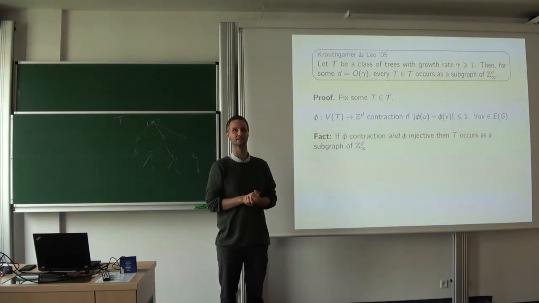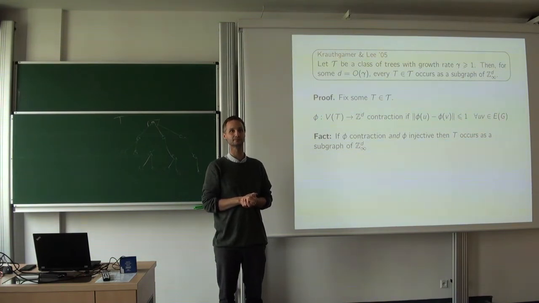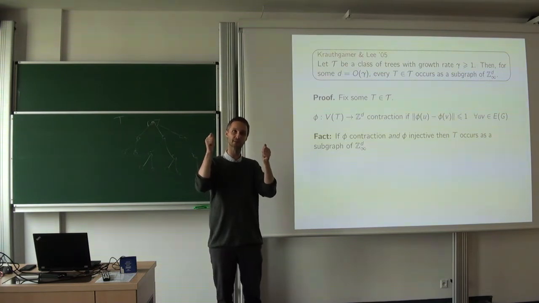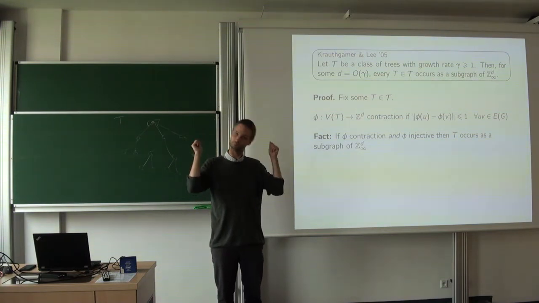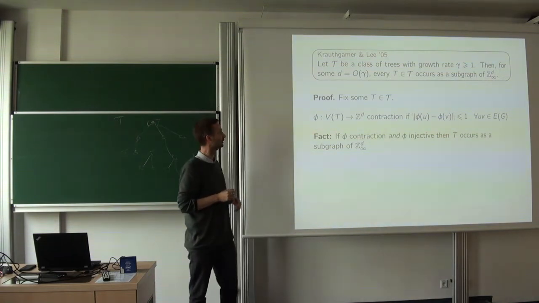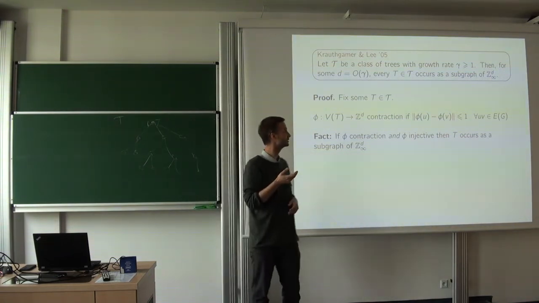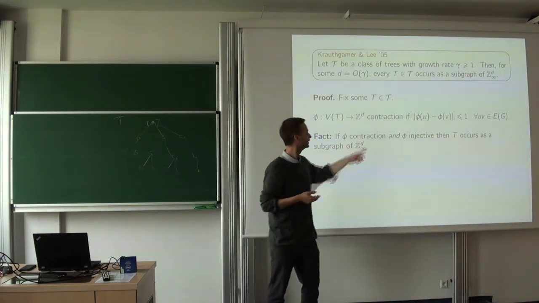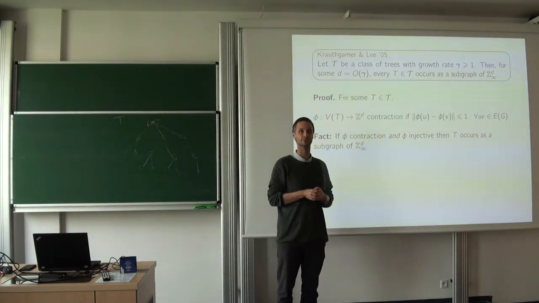Yes, there is a question there. But if there are points that satisfy the condition that the distance is less than or equal to 1, it's not necessary for them to have an edge, right? Yes, of course. You can have two non-adjacent vertices of your tree which are put at distance 1, that's completely fine. Because we are realizing our tree as a subgraph of Z to the D, we are not realizing it as an induced subgraph.